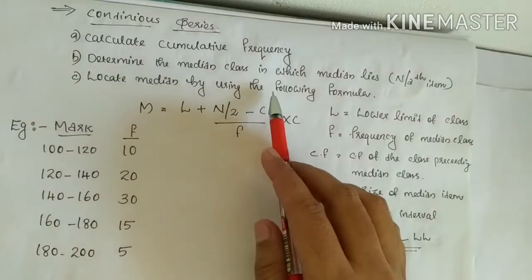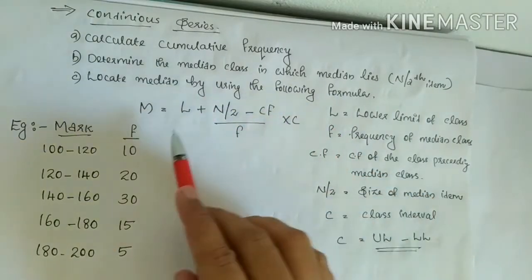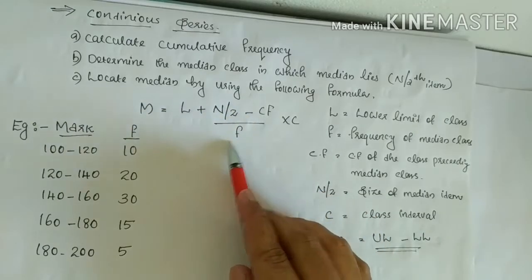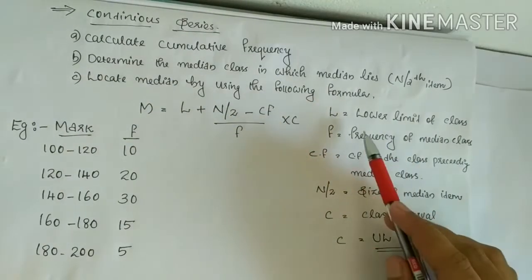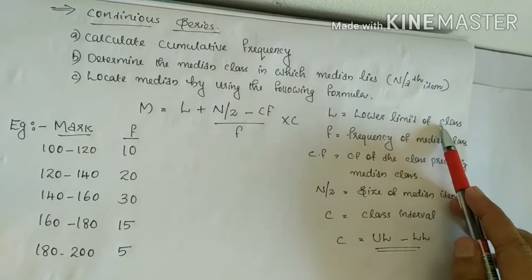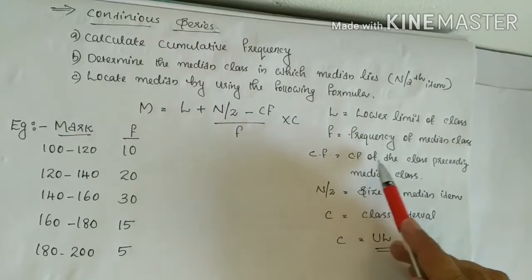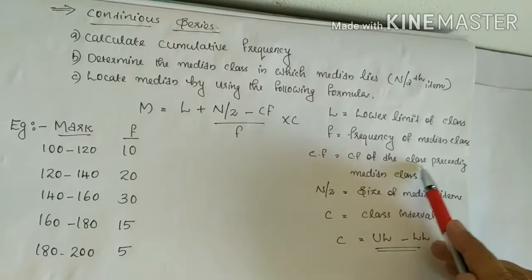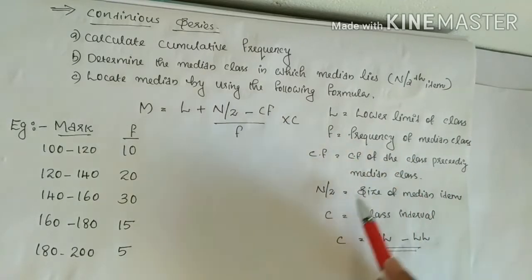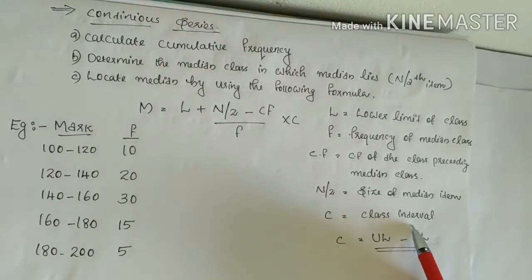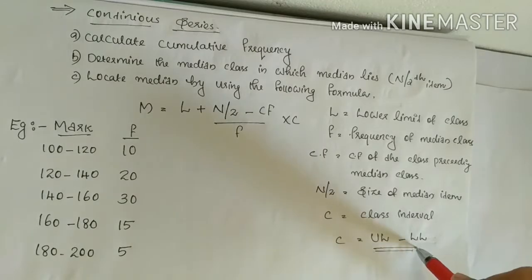Then locate median by using the following formula, that is M is equal to L plus (n by 2 minus Cf) divided by f into c. Here L is the lower limit of the median class, f is the frequency of the median class, Cf is the cumulative frequency of the class preceding the median class, n by 2 is the size of the median item, and c is the class interval, that is upper limit minus lower limit.